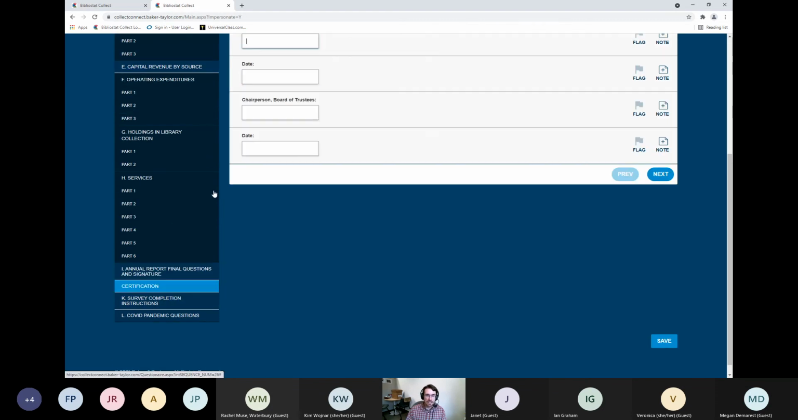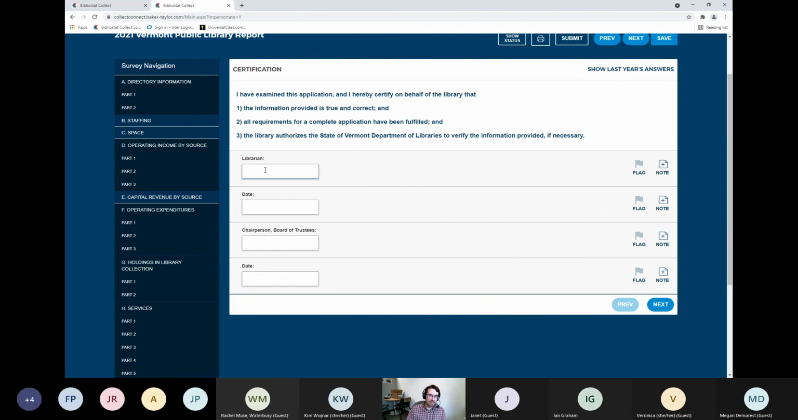Next, certification. This is the one where you're really saying, yes, we did our best. This is the information to the best of our knowledge. So the librarian puts their name and the date, and then the chairperson of the board of trustees. If for whatever reason the chairperson is not available, you can use somebody else on the board. But we want somebody on the board to say, yes, these numbers are accurate. So that's that.